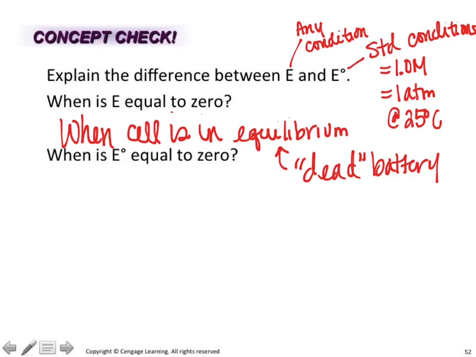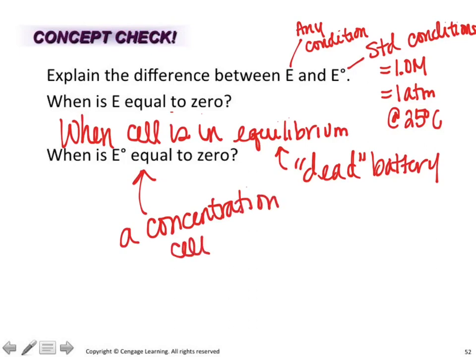And then when is E naught equal to 0? E naught is equal to 0 when you have a concentration cell. So that's when we've moved out of those standard conditions. I always think of equilibrium as being calm, but if you have a dead battery, that's like the opposite of what you're doing. Yeah.